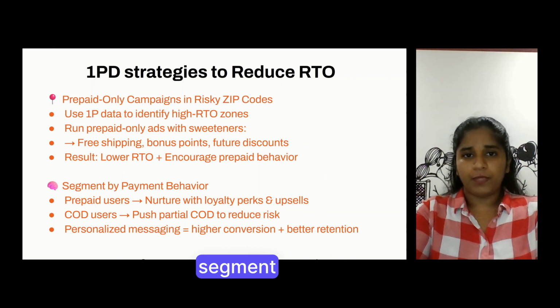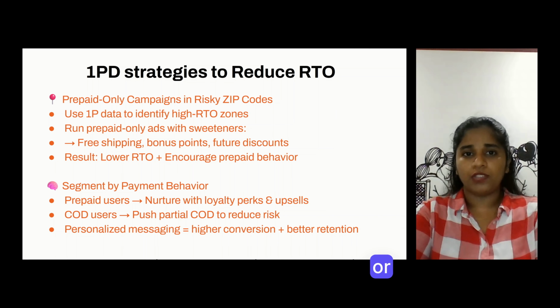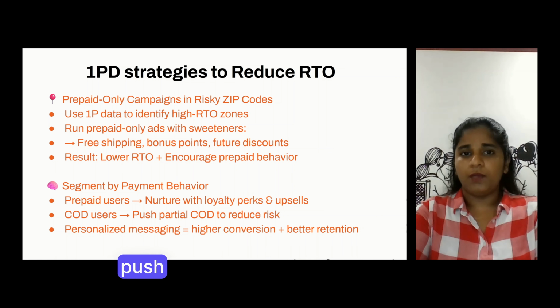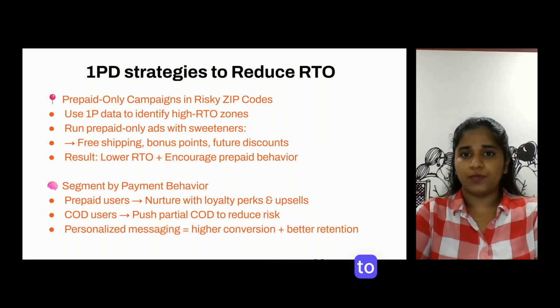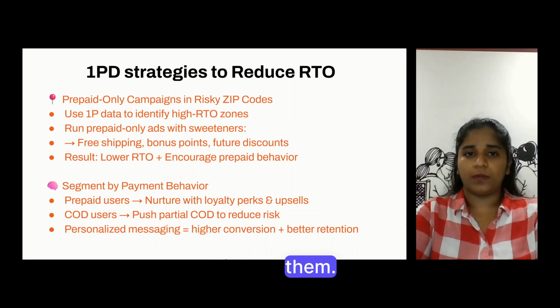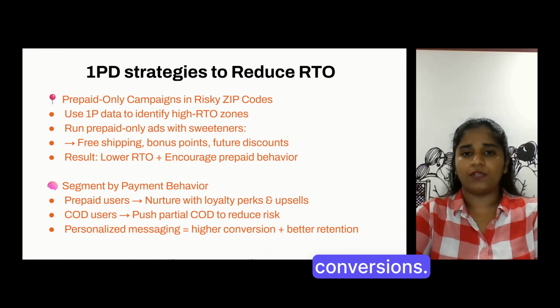And fourth, segment audiences based on payment mode behavior. Here's a smart one. Segment your users based on how they typically pay, either prepaid or COD. Now run custom messaging for each. For prepaid users, push loyalty perks like free delivery, personalized discount, upsell or cross-sell offers to boost LTV. They are already low risk, so nurture them and turn them into repeat buyers. For COD users, don't ignore them. Instead, introduce partial COD to lower risk. This kind of behavior based segmentation makes your campaigns feel tailored and it shows in your conversions.